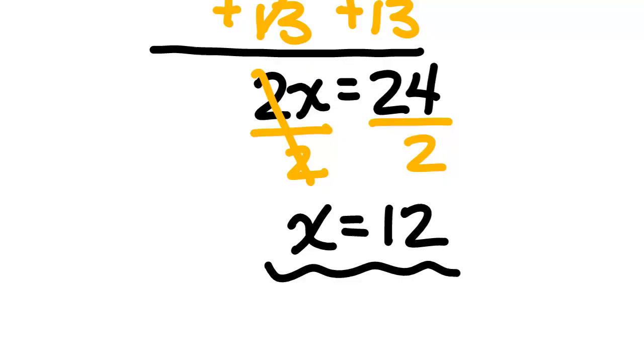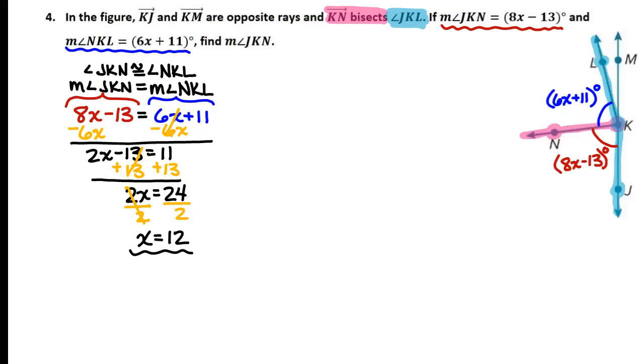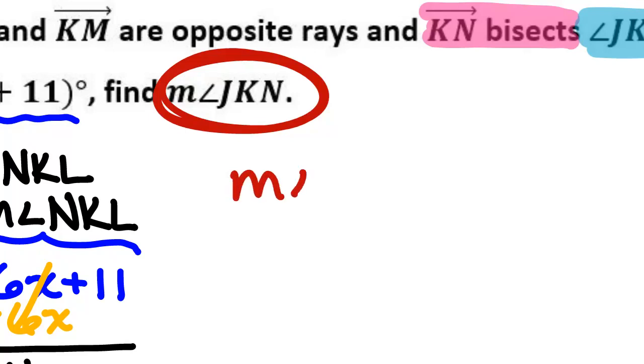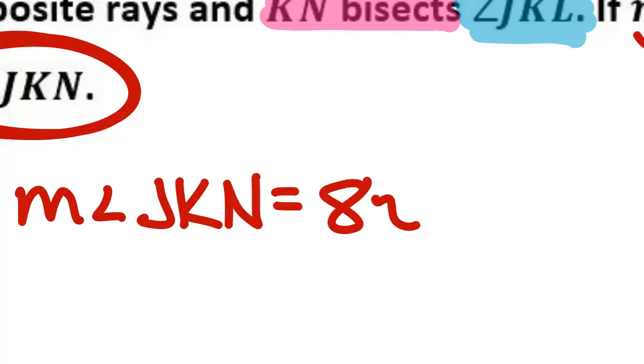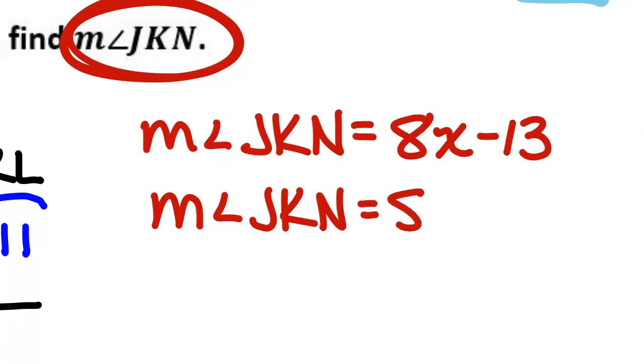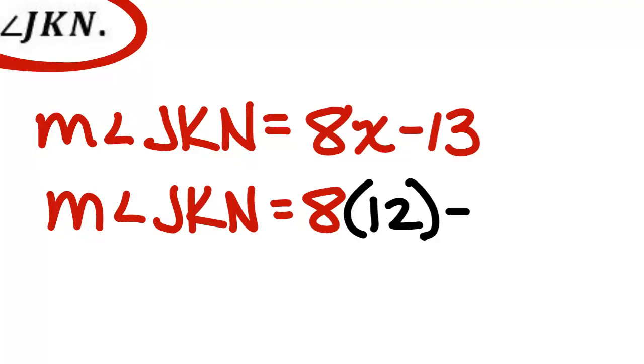Was that what I was supposed to find in this problem? No, what am I supposed to find? JKN, the measurement of angle JKN. Well, they gave me an expression for that. That was 8x minus 13. And we just did our solving work to find out that x is 12. So I'm going to replace the x with a 12. So 8 times 12 minus 13.